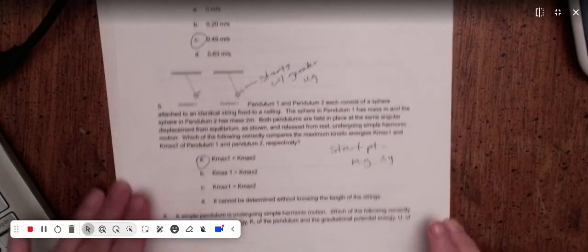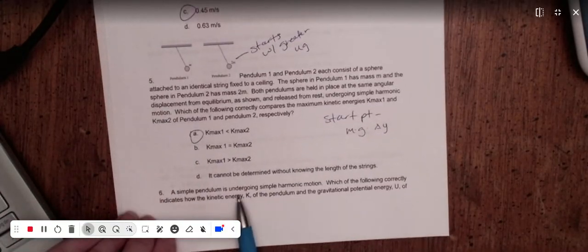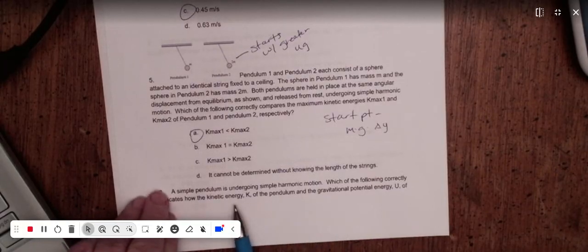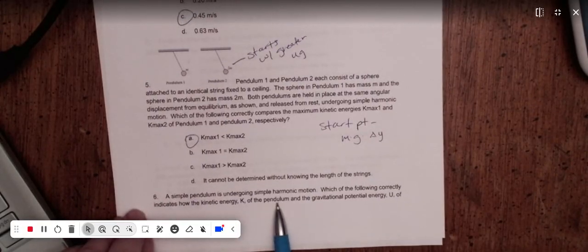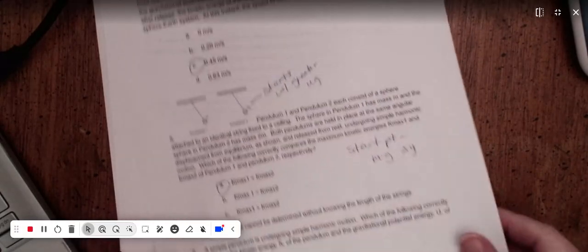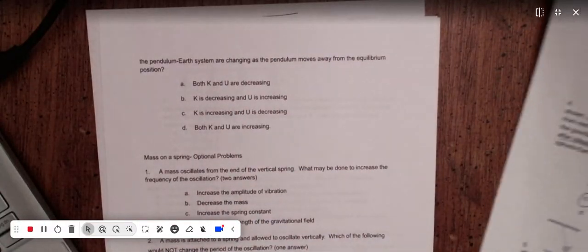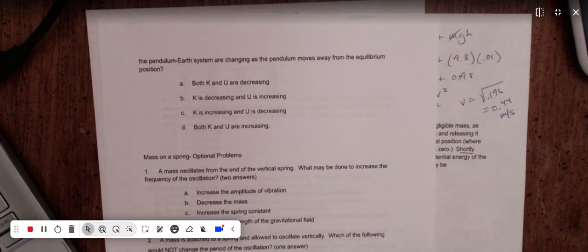Okay. And then the last one, we've got a pendulum, which correctly indicates how the kinetic energy and the gravitational potential energy are changing as it moves away. So this is something you would have seen in the simulation you did yesterday.